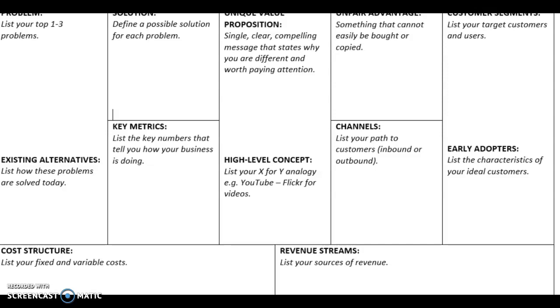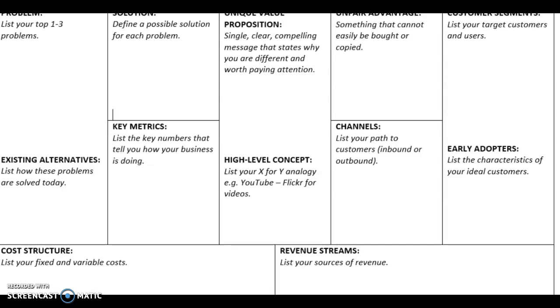Then you'll identify the key metrics. What are the numbers that you'll look at so that you know how the business is doing? You know that you're being successful. It might be instances of solving the customer's problem. It might be revenues. It might be dollars and number of sales.